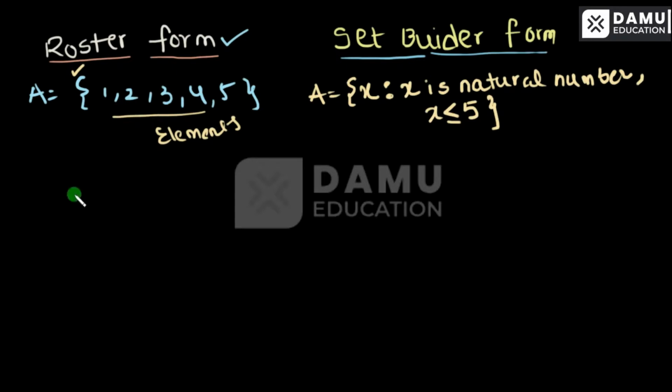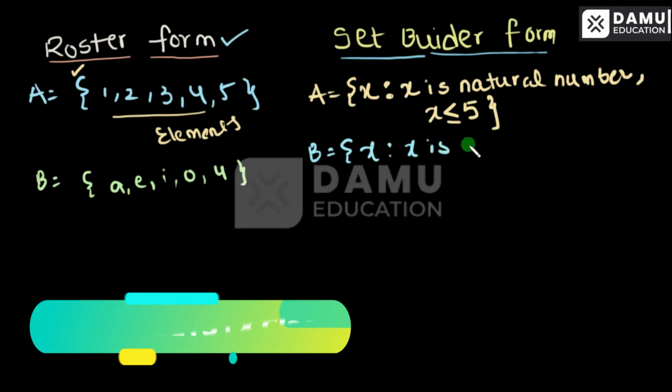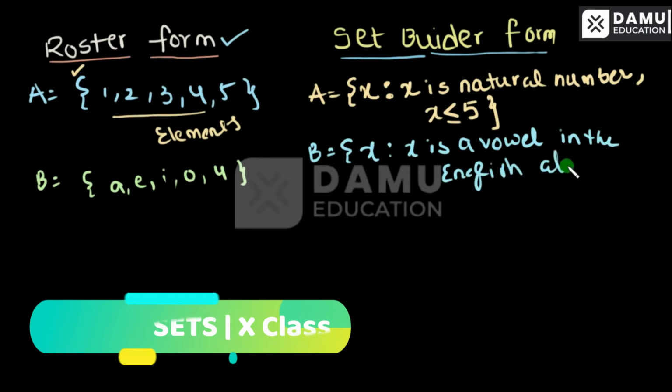Next question. Let's write set B as A, E, I, O, U. For this, what is the set builder form? I have written it in roster form, and we have to write the same thing. Open the set and take x as one element such that x is a vowel in the English alphabet. This is the set builder form.